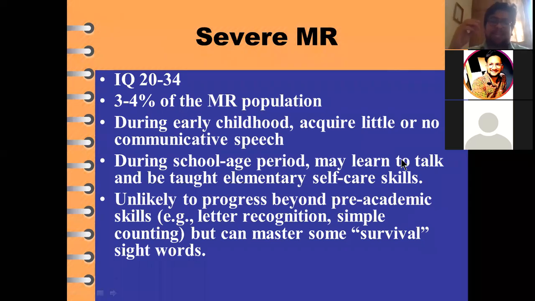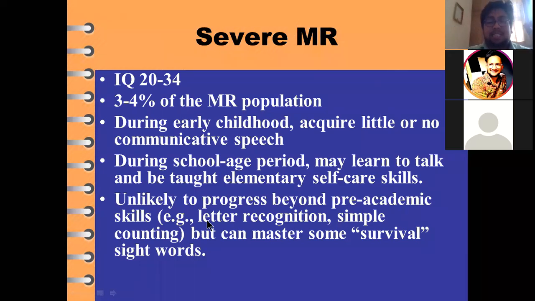During the school age period, what will they have? They may learn to talk, and they can be taught up to elementary self-care skills. Elementary self-care skills like drinking water, eating food. Only these skills we can teach them. Other tasks we cannot teach them. They cannot progress beyond pre-academic level; they cannot study even the LKG, UKG syllabus.